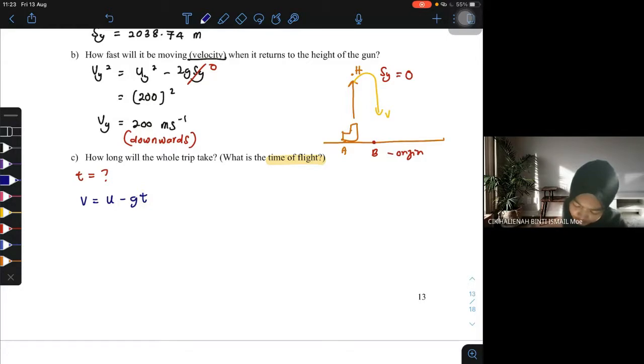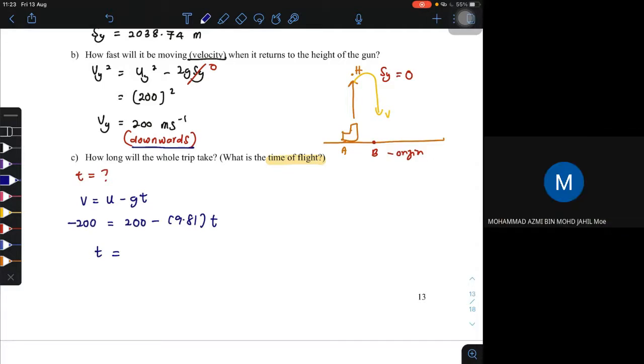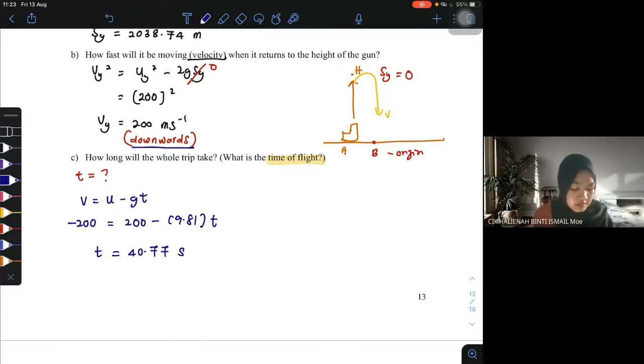Okay, so V dekat sini what value? 200, right? Okay, because it is downwards, so you need to include the negative, and then U adalah positive, minus 9.81 T. So you will get the value for T. 40.77 second. Yeah. Semua dapat?